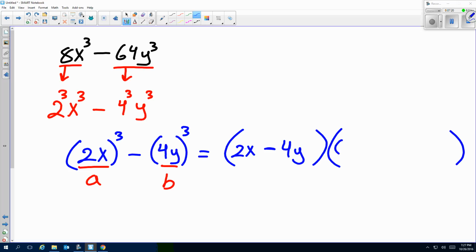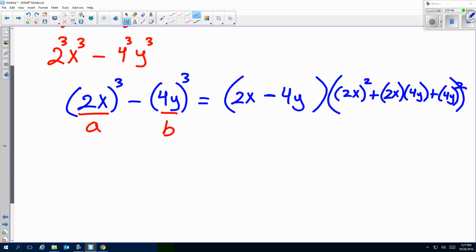Then we get A squared. Now I'm going to write it in parentheses. It's (2x) squared. Opposite sign, so plus A times B. I'm going to write this out: 2x times 4y. Always positive B squared. That's a squared out there. I know it's hard to see. Okay? Let's simplify what we got.